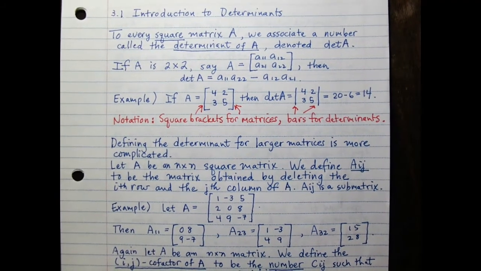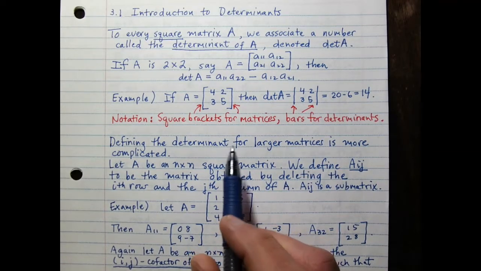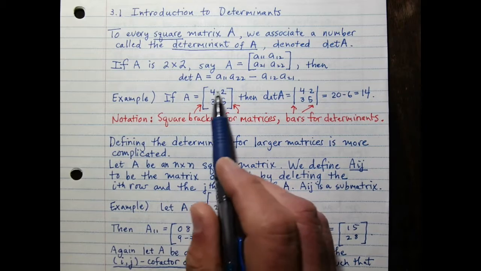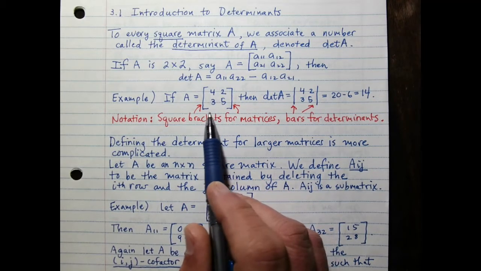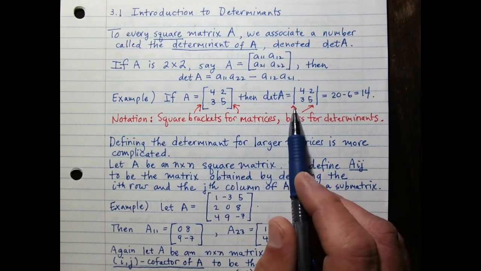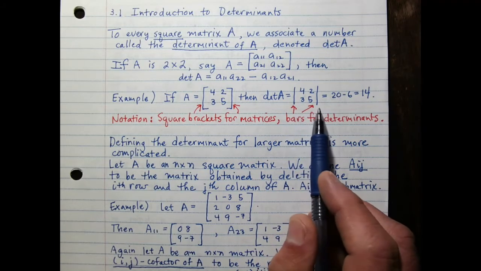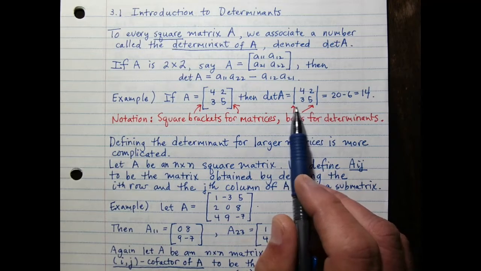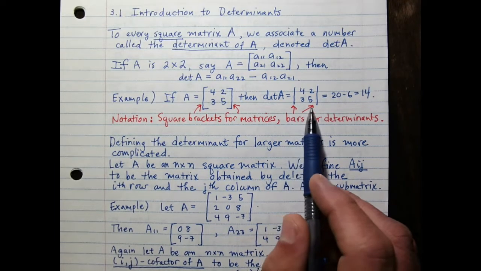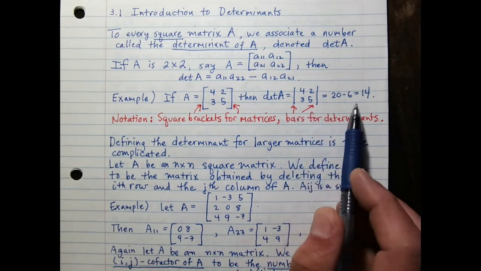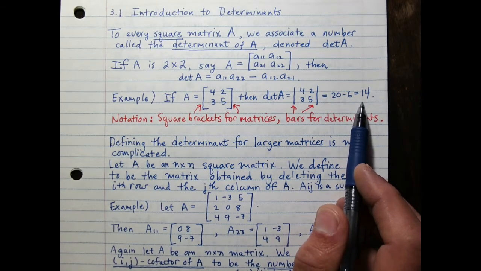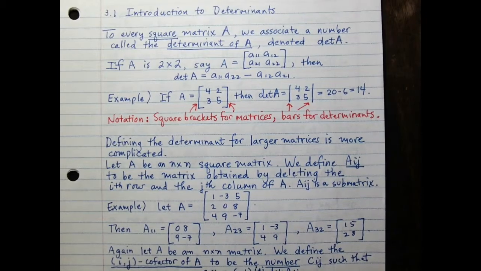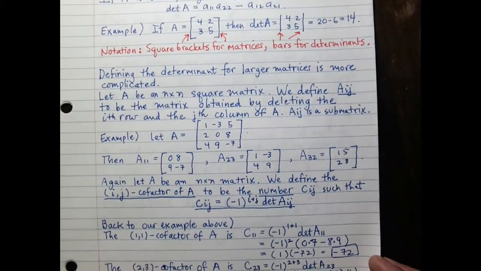Now, a technical point about notation, and try to be careful about this. When we put square brackets around an array of numbers, that refers to a matrix. But when we use these straight line bars, which look kind of like absolute value bars, that has a different meaning. That means we're calculating a determinant, and so that's equal to just a number value. Defining the determinant for larger matrices is more complicated.